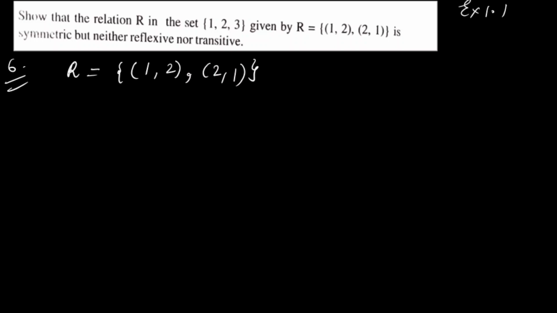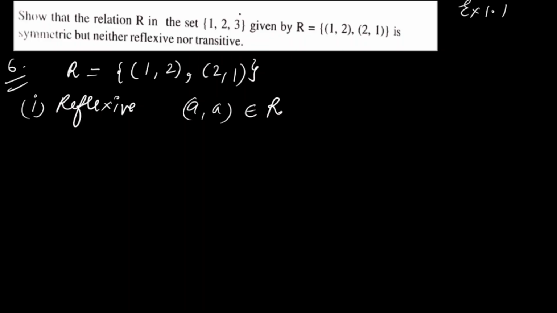Is symmetric but neither reflexive nor transitive. So this is what we have to show. It's very simple. First one, reflexive. We know for a reflexive relation, an ordered pair (a, a) should belong to relation R. But we can see we don't have (1, 1).